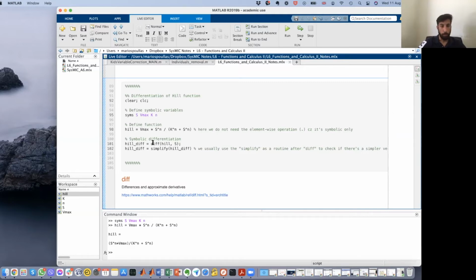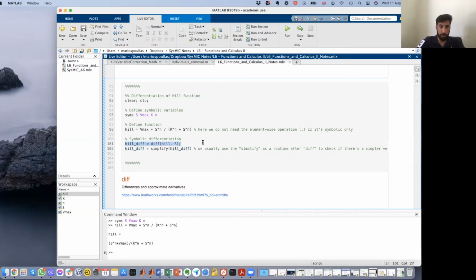So we are using the diff function. We are mentioning the variable that we want to differentiate, and against what? Against fs, against s. So we are saving it on a variable named hill diff. It makes sense. It's the differentiation of the function hill.